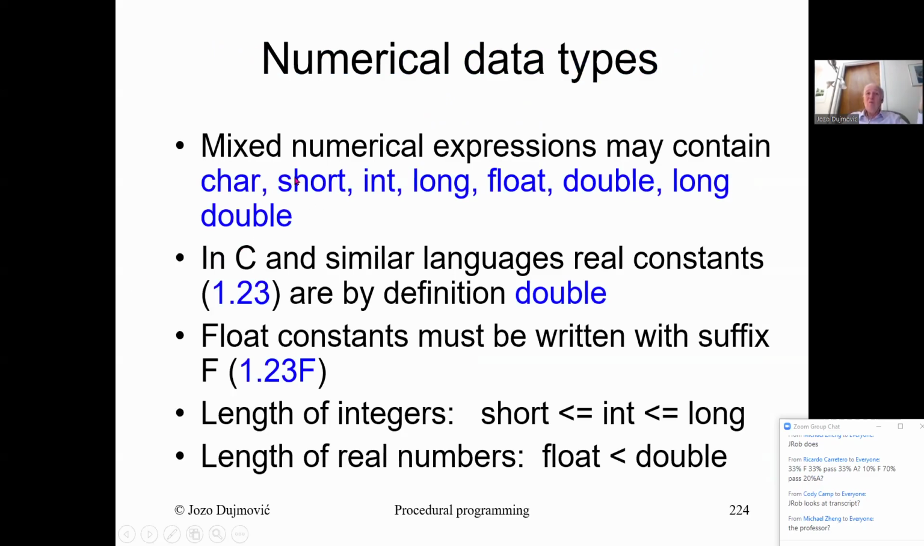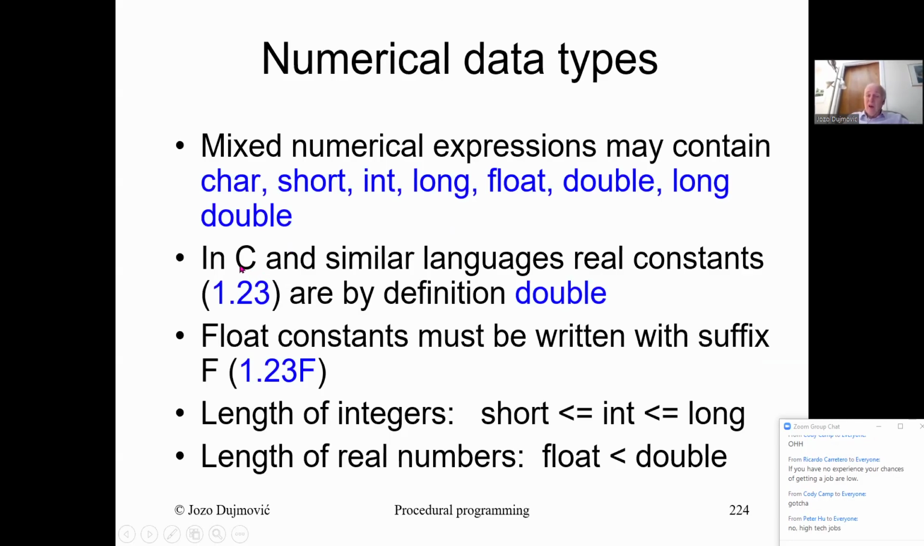For example, numerical data types are signed or unsigned character, then short, then int, then long, float, double, long double, etc. So this here is 8 bits, this is 16 bits, this is 32 bits. This is 32 bits, this is 64 bits, okay? And this is more than that, usually 80.